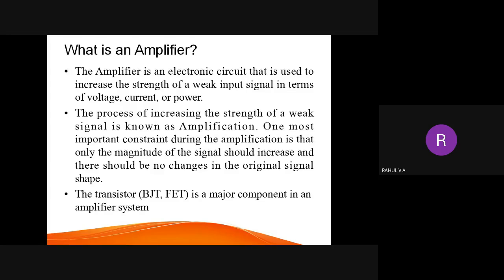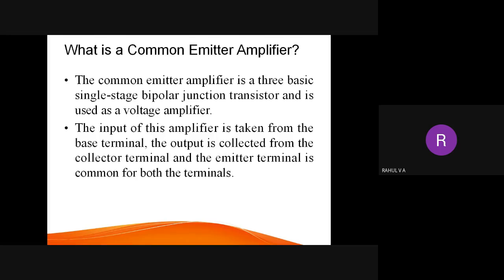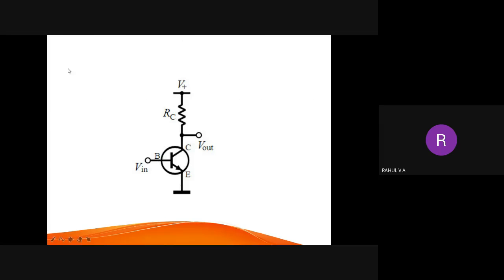The process of increasing the amplitude, or I can say the voltage, current, power, or strength of a weak signal, is known as amplification. And then we have seen the common emitter amplifier. This was the basic diagram of a common emitter amplifier, where the input is connected between base and emitter, and the output is taken between collector and emitter. So for input and output, the emitter is common. That is why it is called a common emitter amplifier.